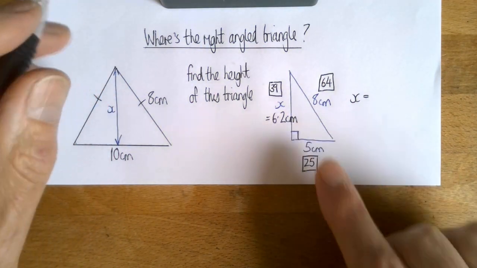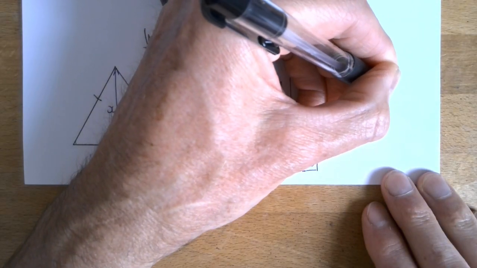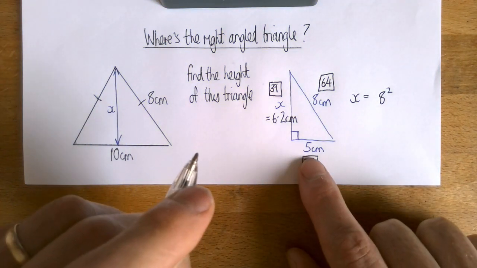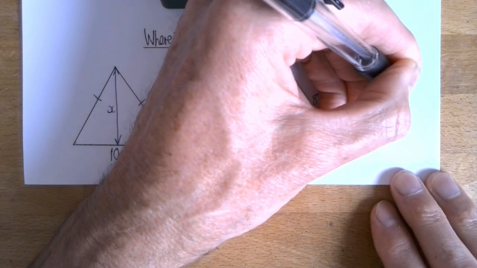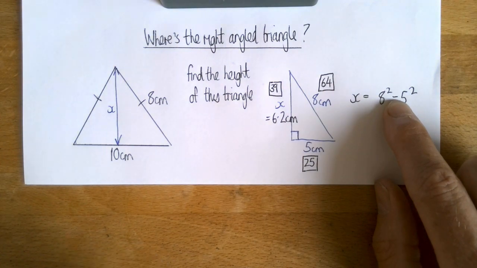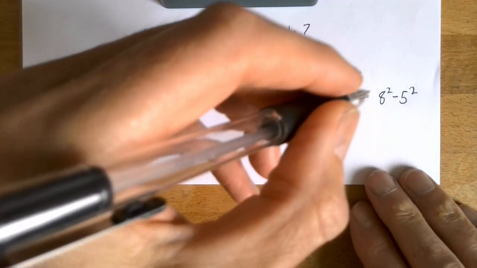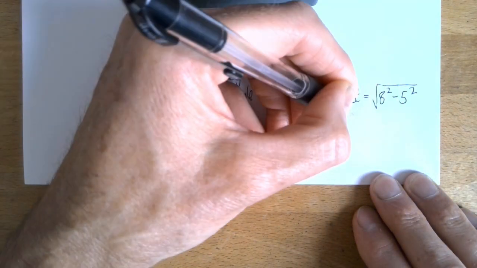And if I wanted to set that out with some method, to work out the missing length, I took the longest side and squared it, and then I subtracted this side squared. I know I'm subtracting because I'm working out one of the shorter sides, and then I square rooted it.